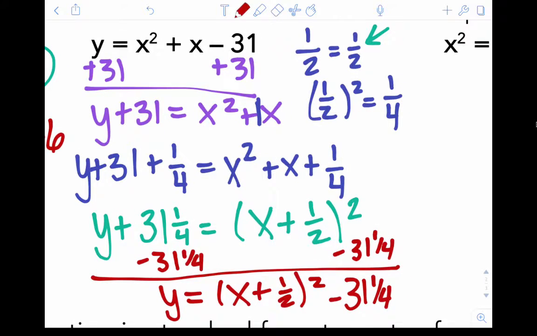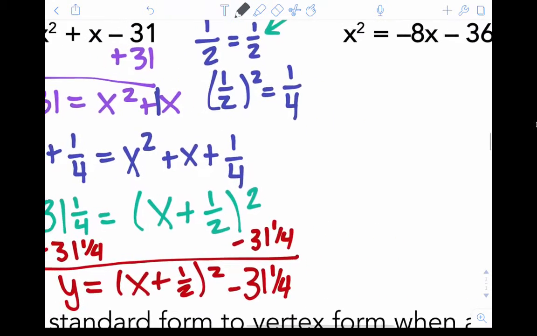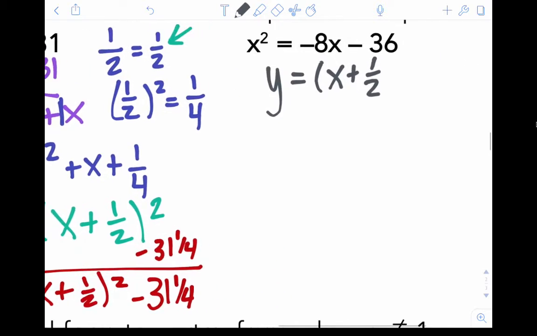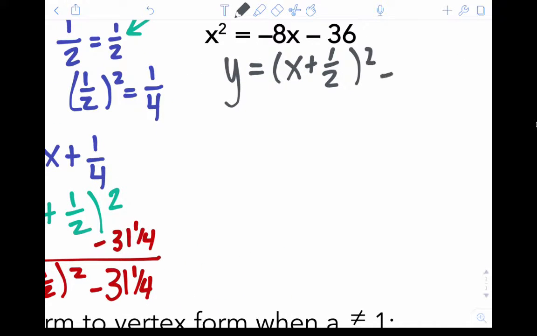So I'm just going to write this over to the side, and I'm going to go through that process. So y equals the quantity x plus 1/2 squared minus 31 and a fourth. And I'm going to just go through that process of vertex to standard. So the first thing I need to do is double distribute.